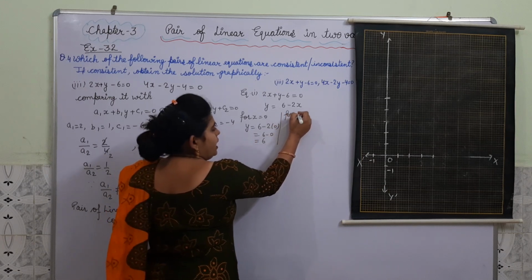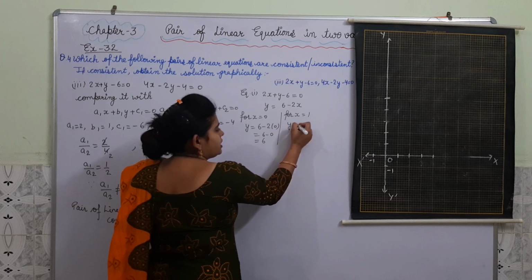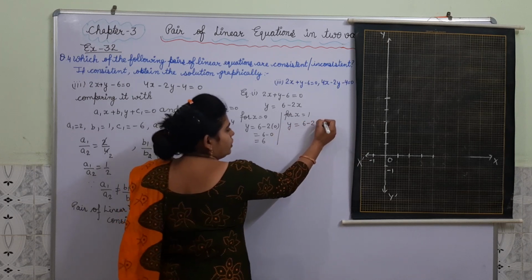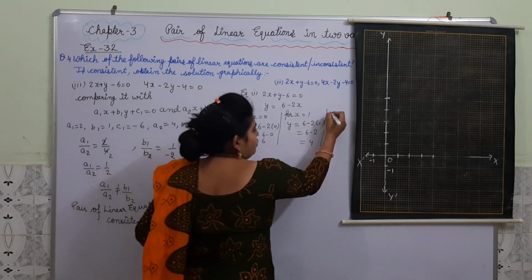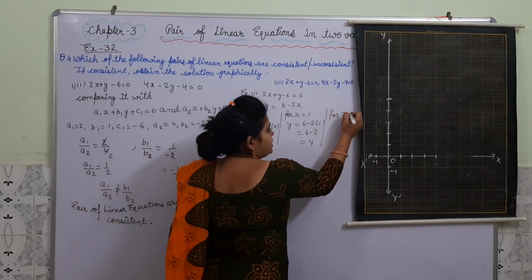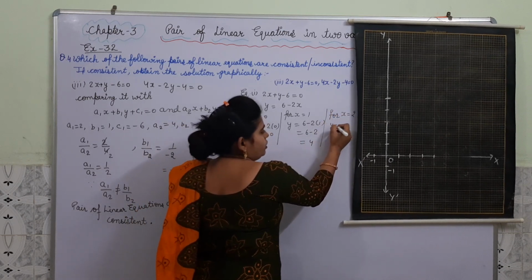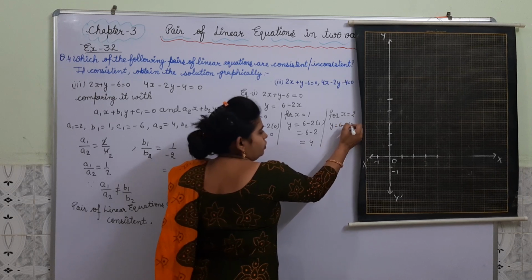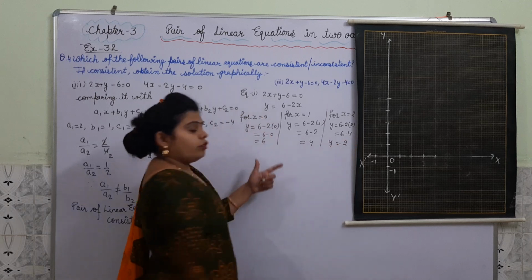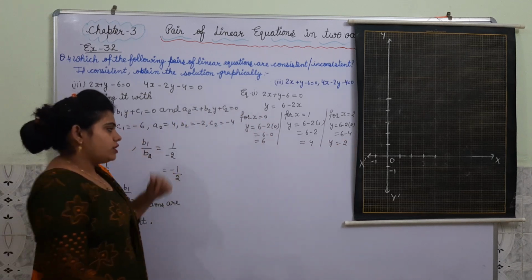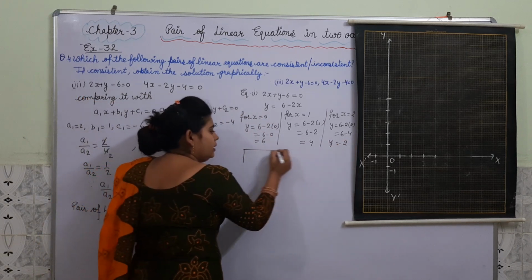For x is equal to 1, y is equal to 6 minus 2 into 1, 6 minus 2 means 4. For x is equal to 2, y will equal 6 minus 2 into 2, 6 minus 4, y is equal to 2. So from here we get 3 solutions of this equation. Now we will prepare a table.